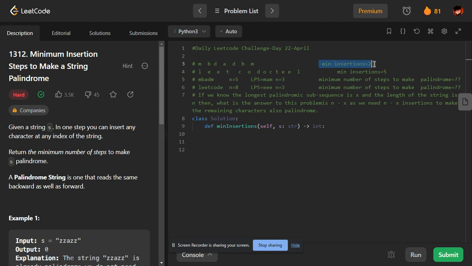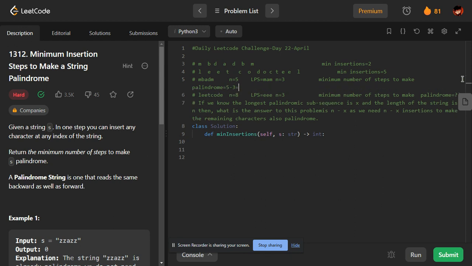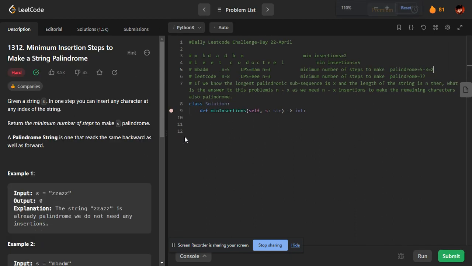That's what we are trying to find: the minimum number of steps to make the string a palindrome. How can we relate this? LPS is of length 3, and the given string is of length 5. How can we relate the two? What I can see is 5 minus 3 equals 2, which is the answer. You can see 2 is the answer, right?